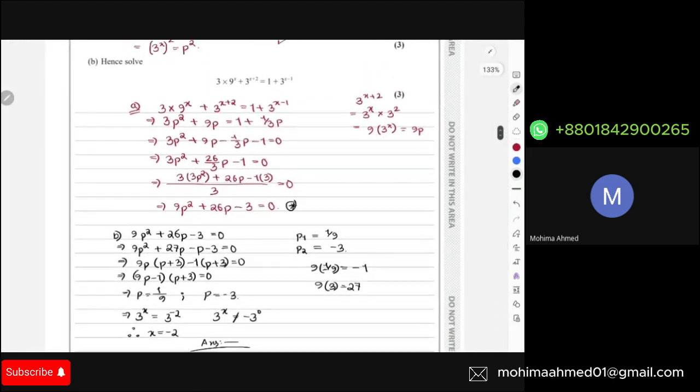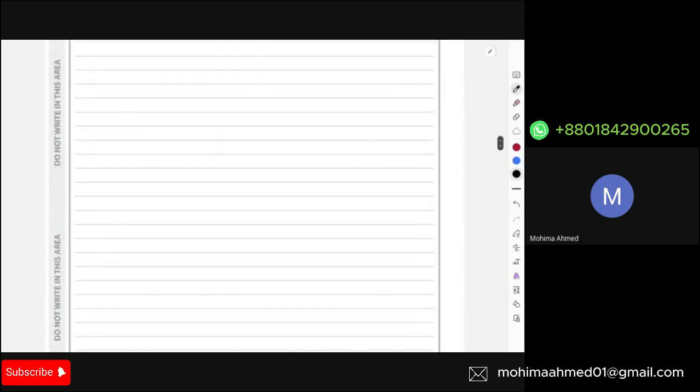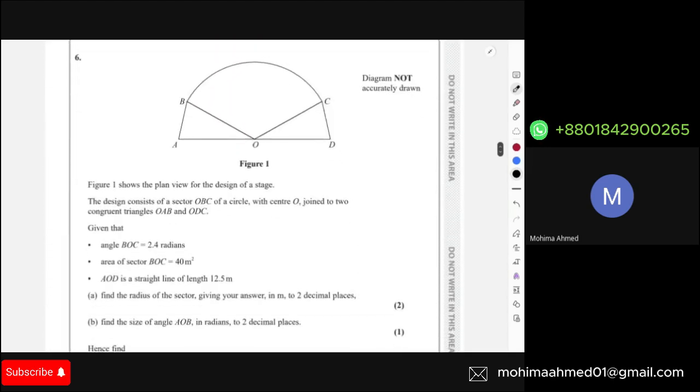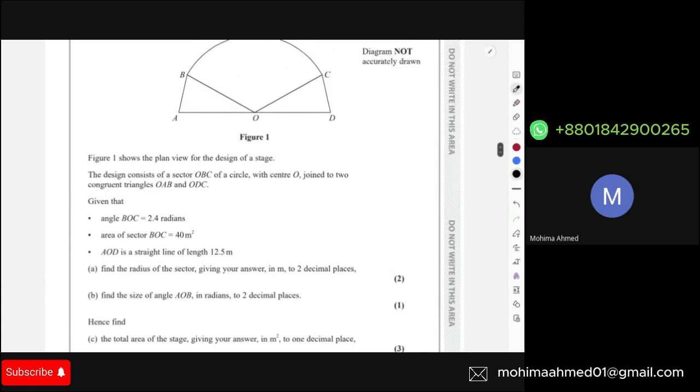Is there any problem from question 5, A and B? No, teacher. Okay, if there is no problem, then let's quickly move on to question 6. Question 6 is about your radian measures and what was that? Cosine formulas, right? Cosine rule.